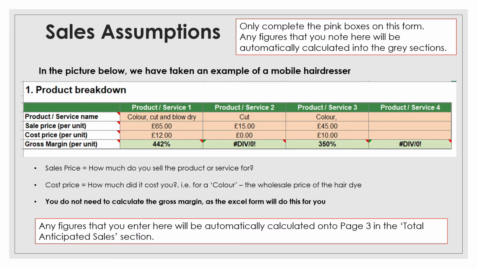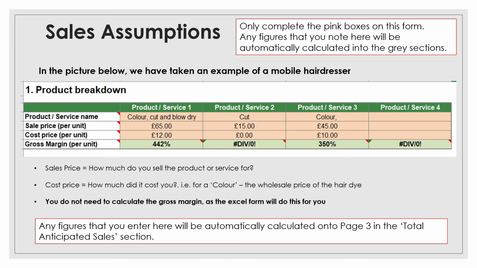All you need to know is what you're going to sell it at and how much it costs to buy it at. Now you'll notice where we've put cut, £15. For the cost price, we've put 0, and in gross margin, it's come up with that strange figure. So don't worry too much about that. It has calculated that for you. For some reason, it just does that when you put 0 in.